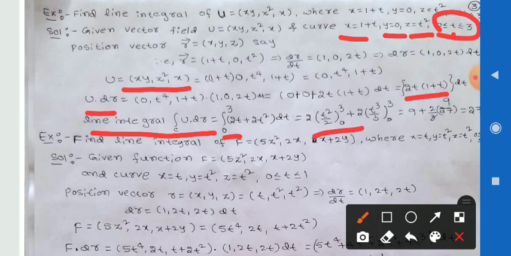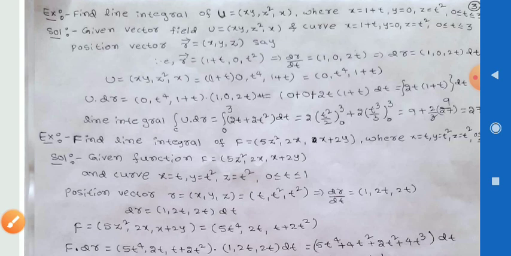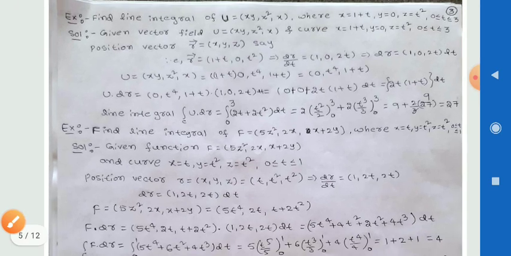By doing integration we get 2 times t cubed by 3. By substituting the limit values 0 to 3 we get 9 plus 2 by 3 into 27, that is equal to 27. Therefore, for the given problem, the line integral of the given vector u along the position vector r has the value 27.